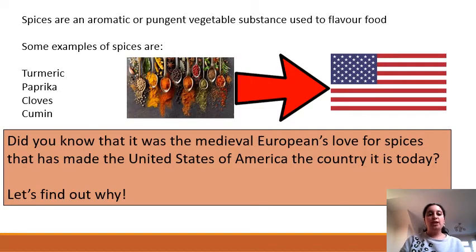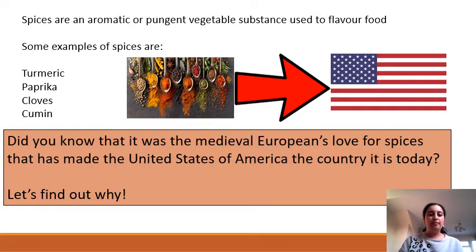So the dictionary definition for spices is an aromatic or pungent, which means quite strong, vegetable substance used to flavour food. Okay, so that's what we know spices are. They're used to make our food more exciting, add a bit of spice and a bit of heat to it, and to make it a lot more delicious to eat. Some examples of spices you might use are turmeric, which is the yellow powder that you can see on our picture. You've got paprika, cloves and cumin, and obviously there are lots of other spices that you can use in your everyday cooking.